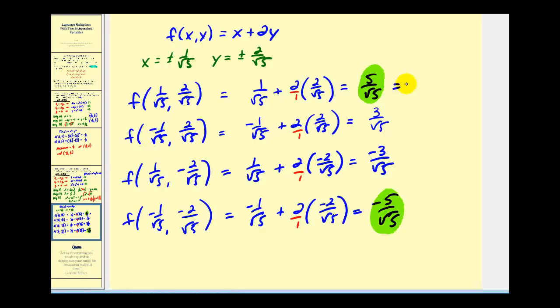If we rationalize this, this would be the square root of 5. Again, this is our max. And this would be negative square root of 5. And this would be our minimum.